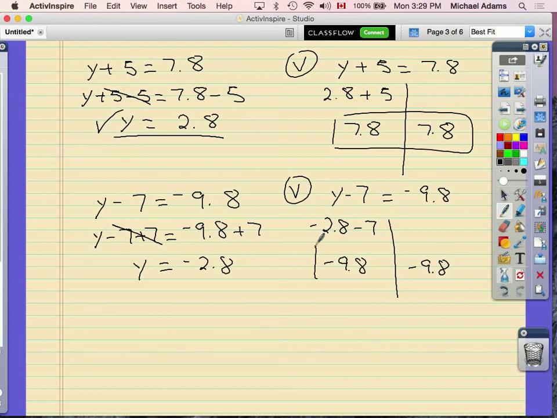And so these two numbers are the same. That means this answer is correct. And these equations, what we would also say, are balanced. Okay, well, I hope that helps.